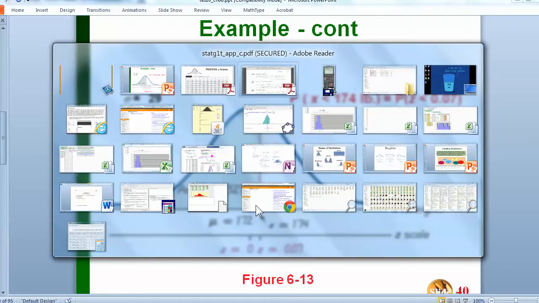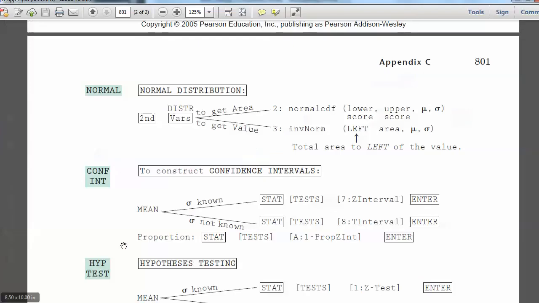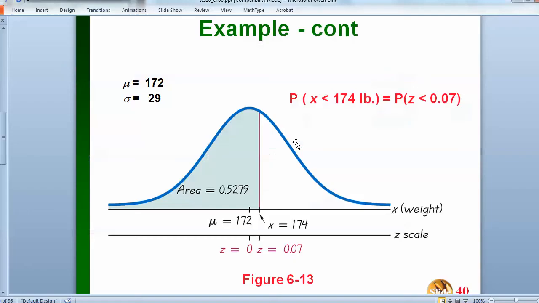Okay, now I could show you StatCrunch, but we're showing all sorts of different ways. While I'm in the calculator, I guess I could show you one more thing about this. So second vars, normal CDF. Remember how we had converted it from their original X scores, from the non-standard scores? You can leave them in the non-standard scores. So I can leave them in. The 172 is the mean, and the 174 is my right bound, and this 29 is the standard deviation.